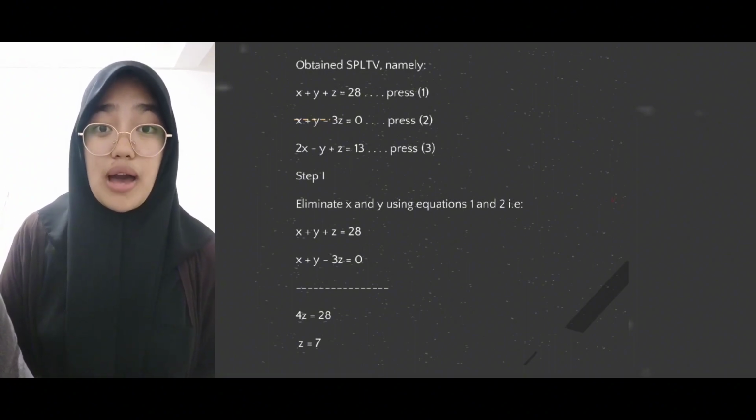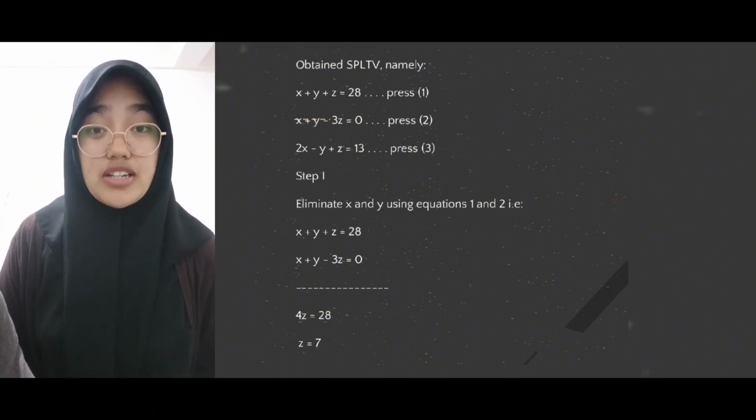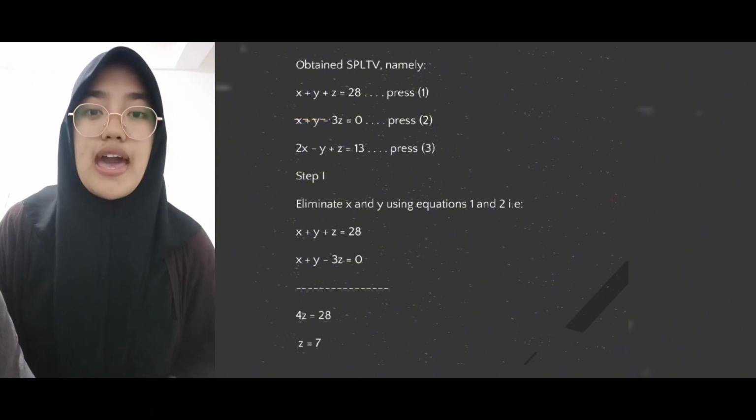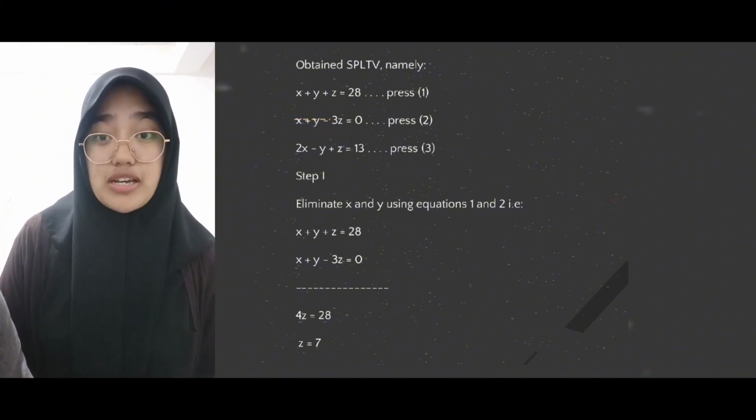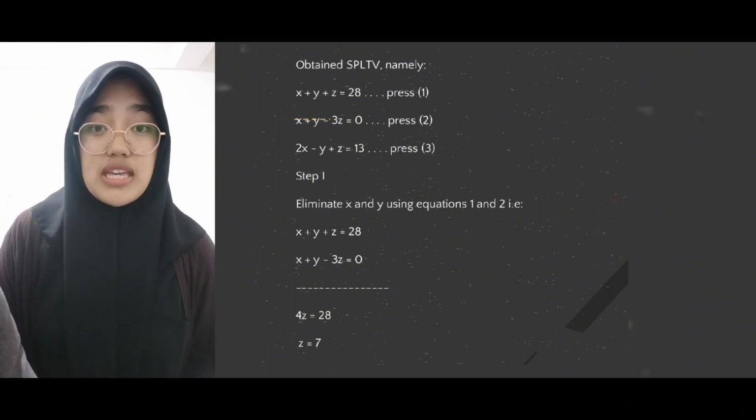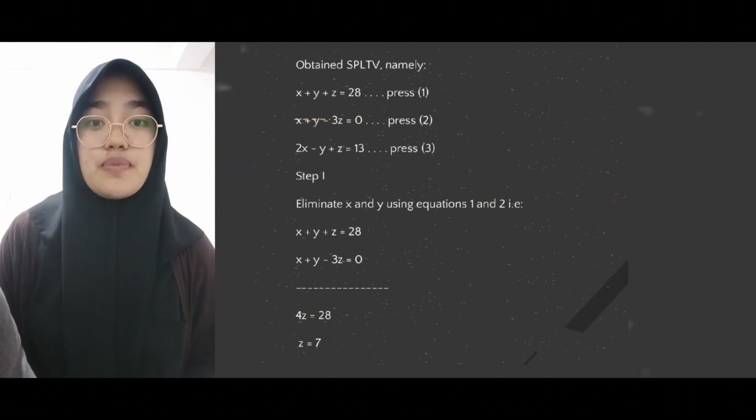2x minus y plus z equals 13, equation 3. Step 1. Eliminate x and y using equations 1 and 2.